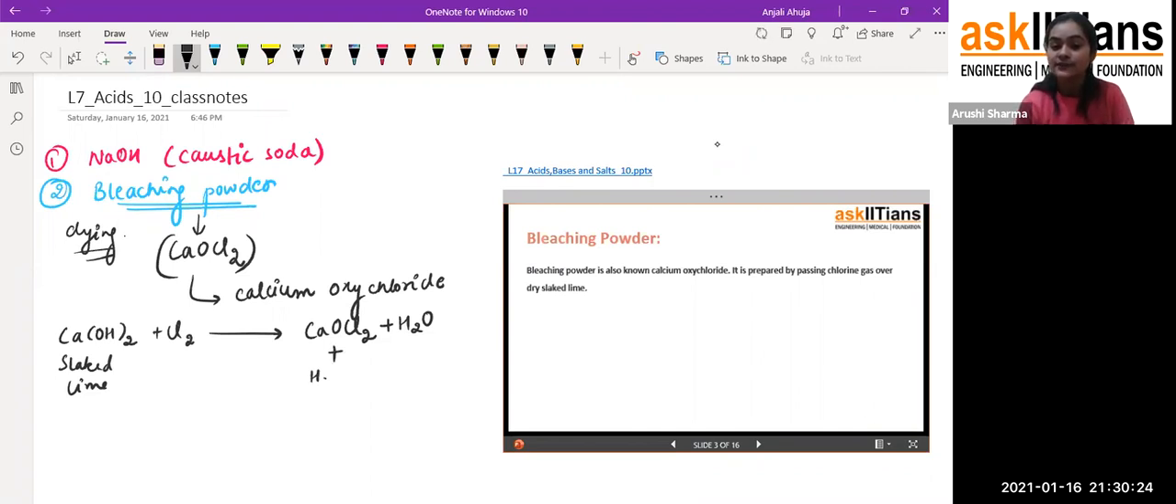if I react it with H2SO4, that is sulfuric acid, what I get is calcium sulfate plus chlorine plus H2O. So in this case, students, I'm getting chlorine. Now chlorine, if you remember, I discussed in the last session as well. The chlorine is generally used for the disinfectant purpose of water.